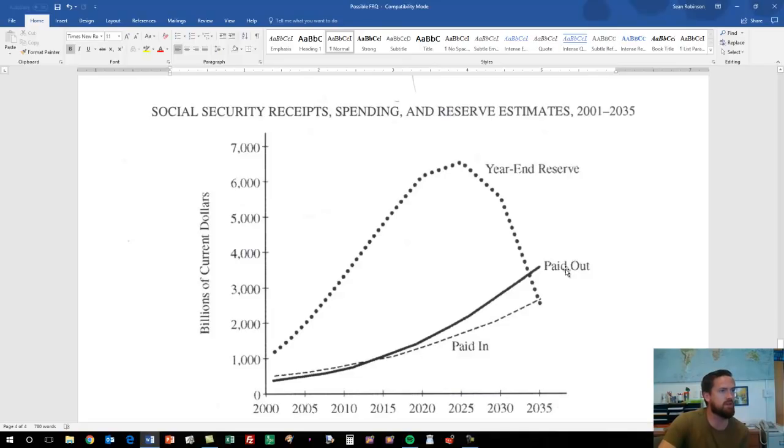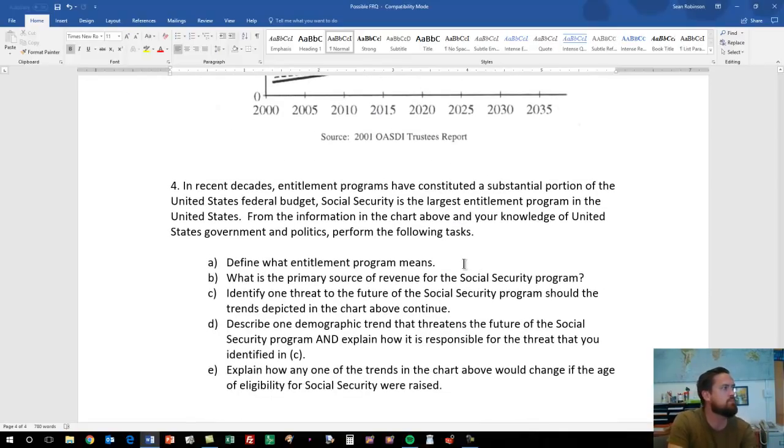We're gonna be in serious trouble by 2035, super duper big trouble. Let's start answering the question. Define what entitlement program means.